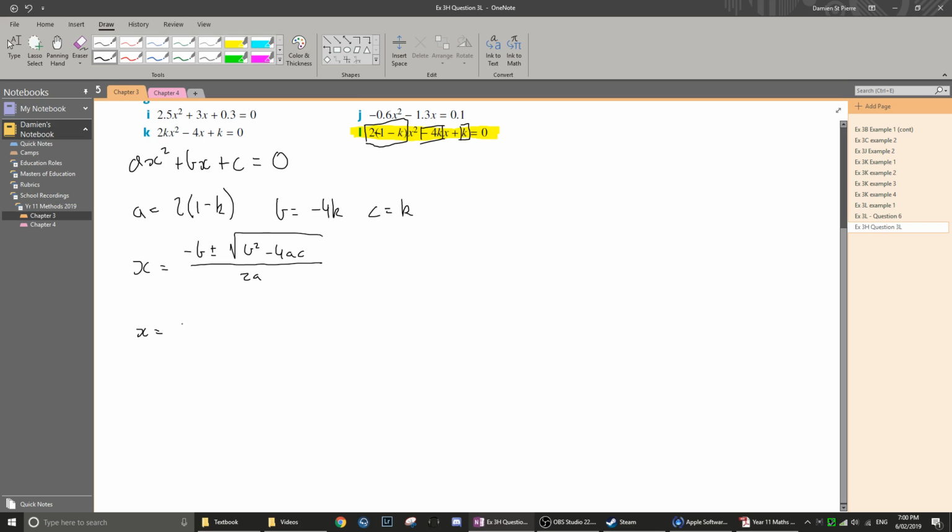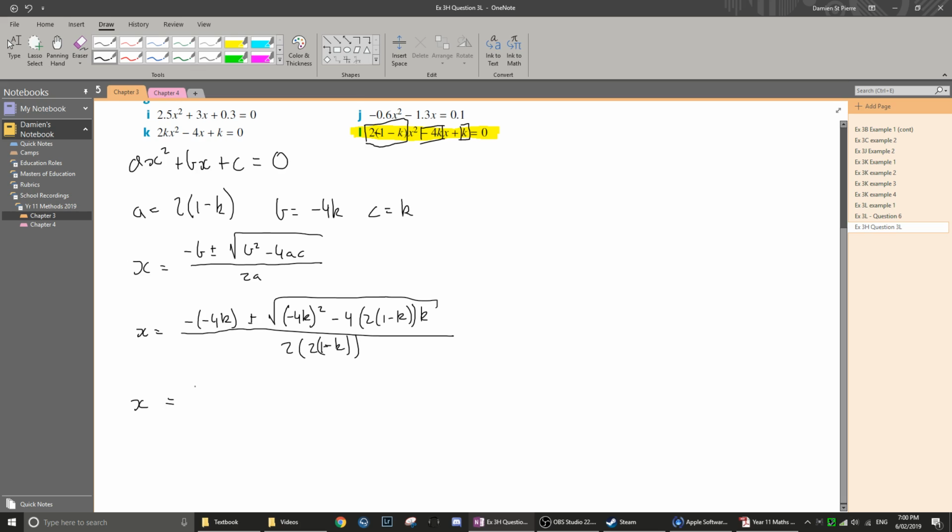So we get x equals negative negative 4k plus or minus the square root of negative 4k squared minus 4 times 2(1 minus k) times c, which is the k, all over 2 times 2(1 minus k). Okay, so we'll start simplifying.